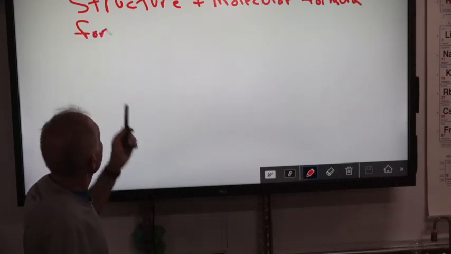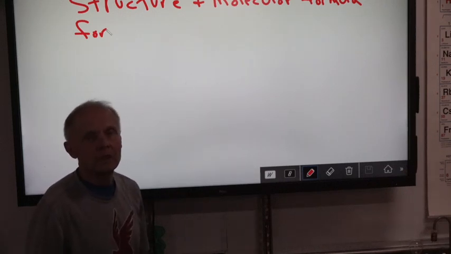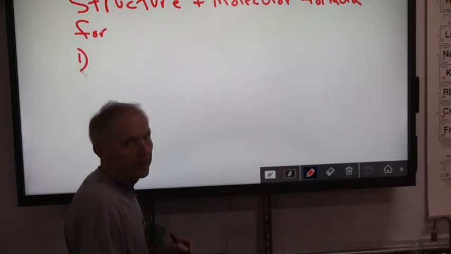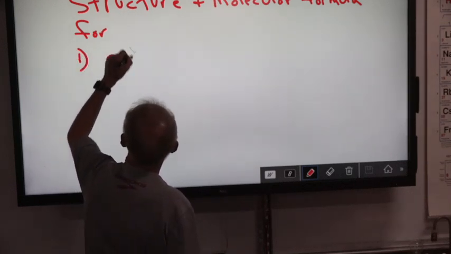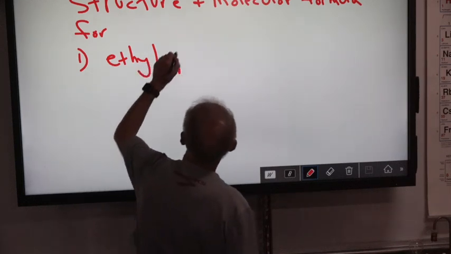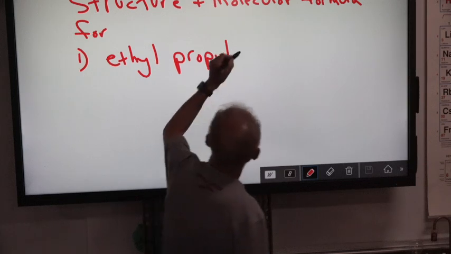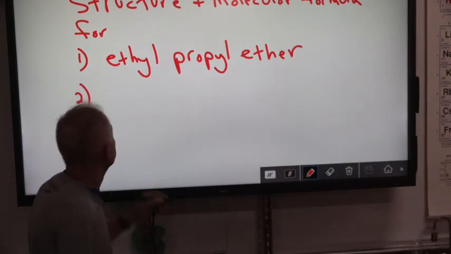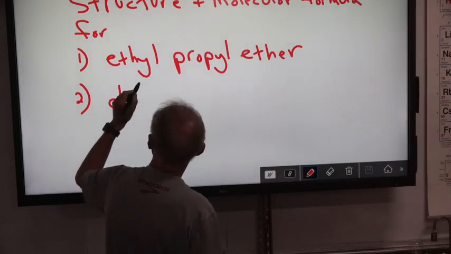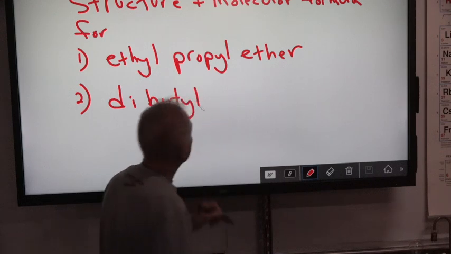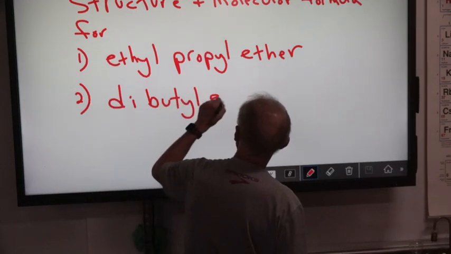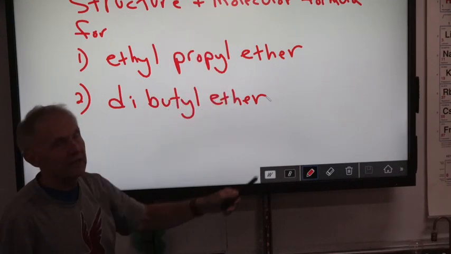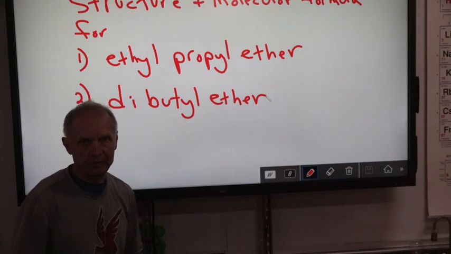So remember, you have to do the structure and the molecular formula. I'll give you the name. Okay? So this is the first one I want. Ethyl propyl ether. That's the first one, ethyl propyl ether. And the second one, dibutyl ether. So, ethyl propyl ether, build it, and I want the molecular formula. Dibutyl ether, build it, I want the molecular formula.